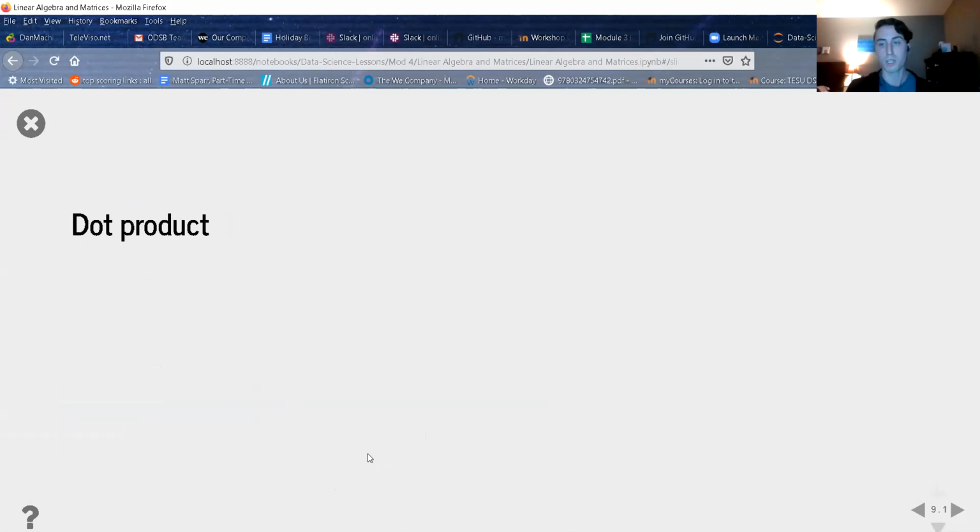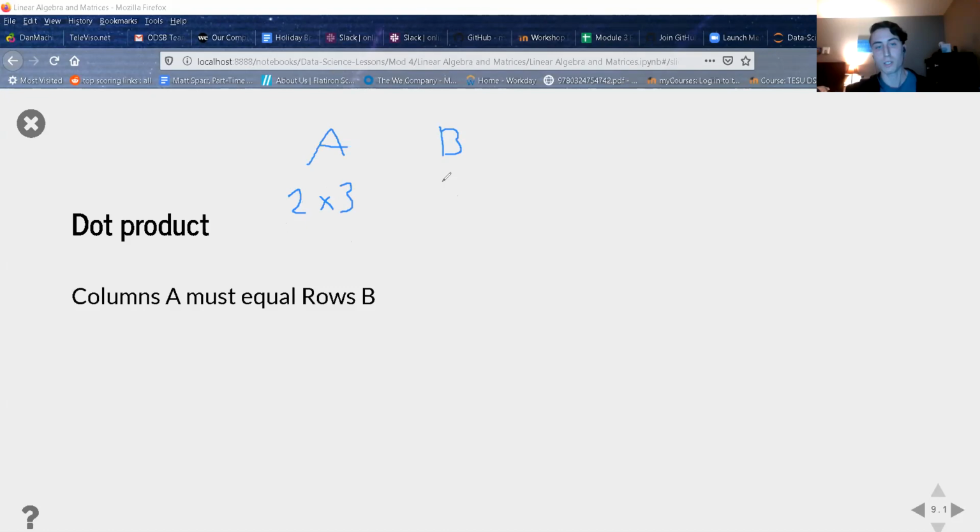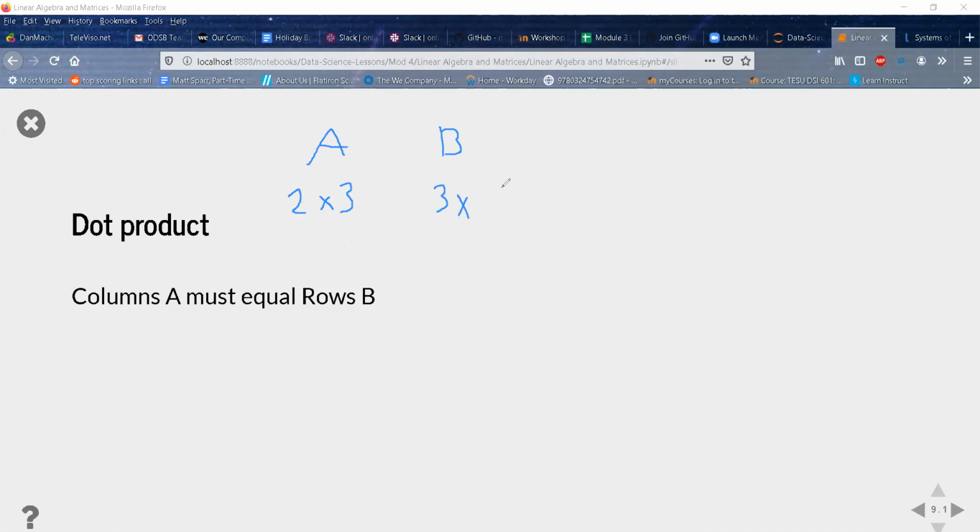So the most common multiplication for matrices is the dot product. You're gonna see this a lot. So to do a dot product, you have to satisfy a couple conditions. For the matrices, first of all, the order matters. So you're gonna have a matrix A and B, and the columns of A have to be equal to the rows of B. So if our A is a 2 by 3 matrix, then our B matrix has to have 3 rows, and then it can have any number of columns. So we could put like a 4 here.